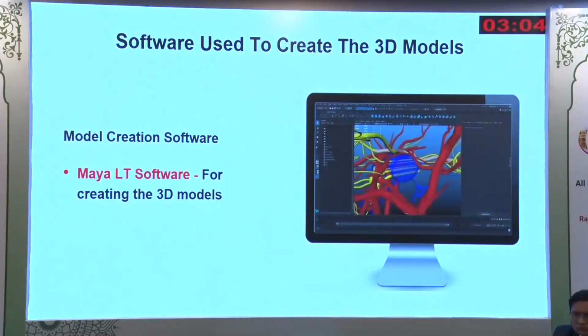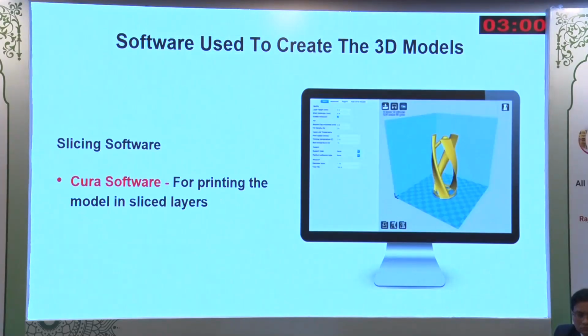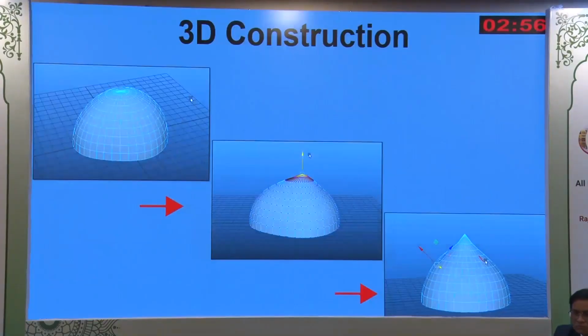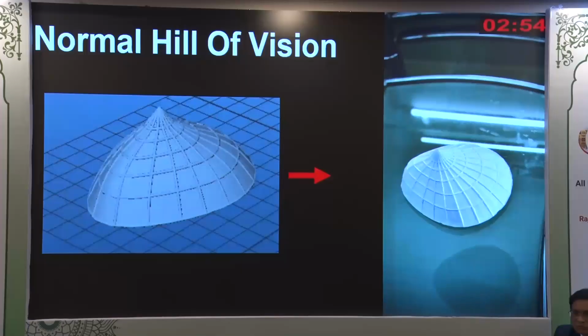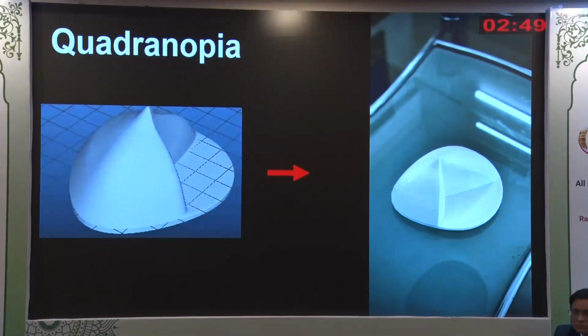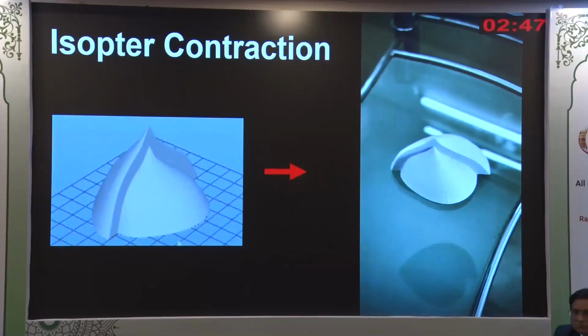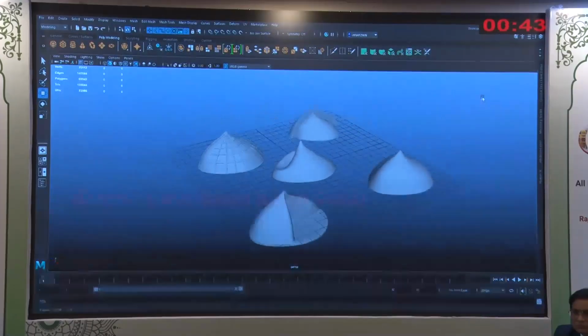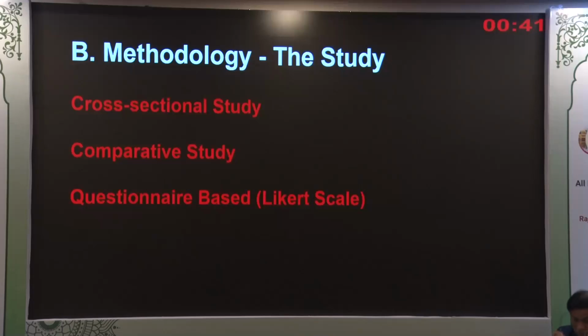But visual field is known as a three-dimensional functional test, never evaluated in 3D. With Maya technology we made sure it was possible, along with Cura to curate it, with polylactic acid as the material. The three-dimensional construction was done for these 4 models and many more: the hill of vision, arcuate scotoma, quadrantanopia, as well as isopter contraction. And the study was set up among neophyte residents, a cross-sectional comparative study with a questionnaire-based approach.